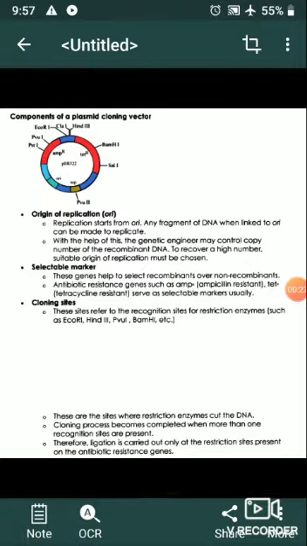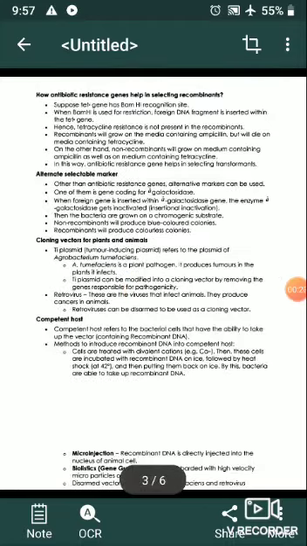Component of a plasmid cloning vector, read in previous class. How an alternate selective marker and cloning vector for plants and animals, read in previous class. Let's begin.